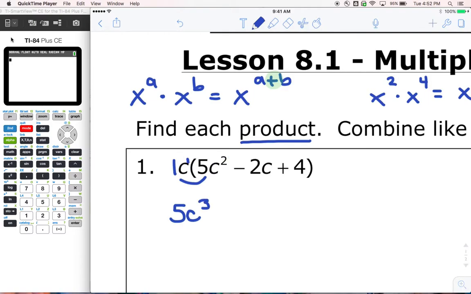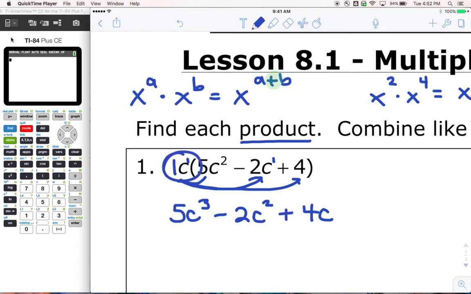Now we're going to multiply 1c times negative 2c. Let's put a little 1 there so we can see it. All right, so now 1 times negative 2 is negative 2. And c to the first power times c to the first power is equal to c to the power of 2, right? We're adding exponents again. And then finally, I don't have c at all in this last term, and so we just leave it like it is. 1 times 4 is positive 4. C by itself, right? That came from this term.